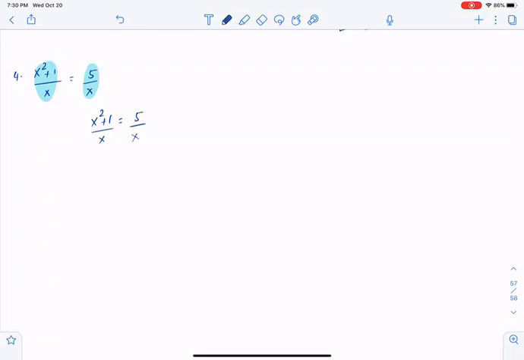After we cancel out the x squared plus 1 equals 5. This would mean x squared would be equal to 5 minus 1. X squared would be equal to 4. X is plus or minus 2. So if we have individual rational expressions, then we can simplify directly on either side. And the problem is quite straightforward.